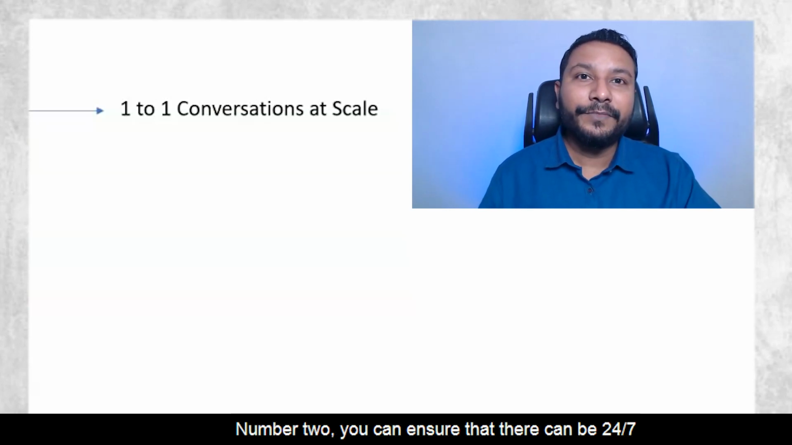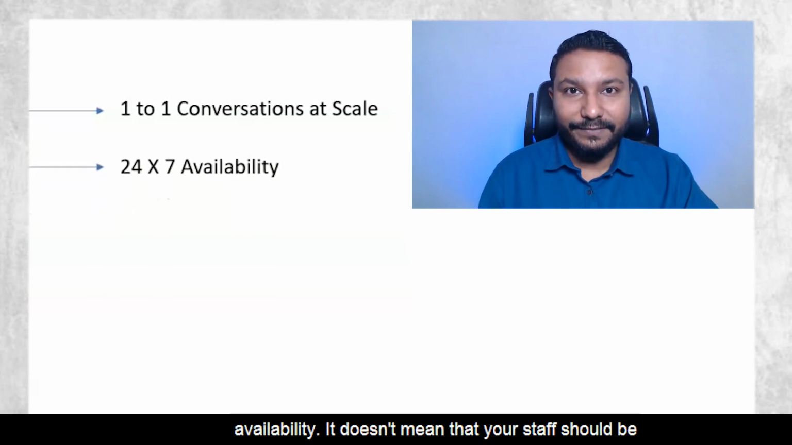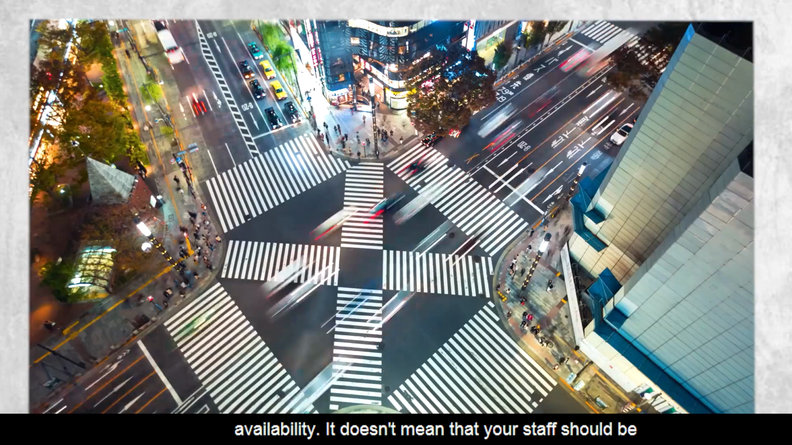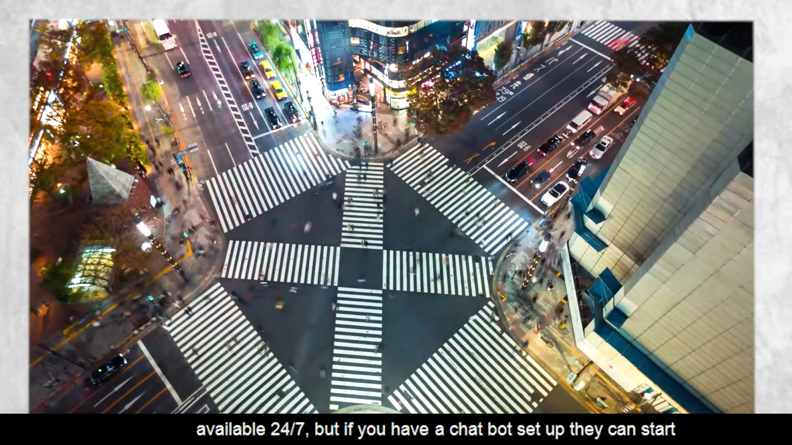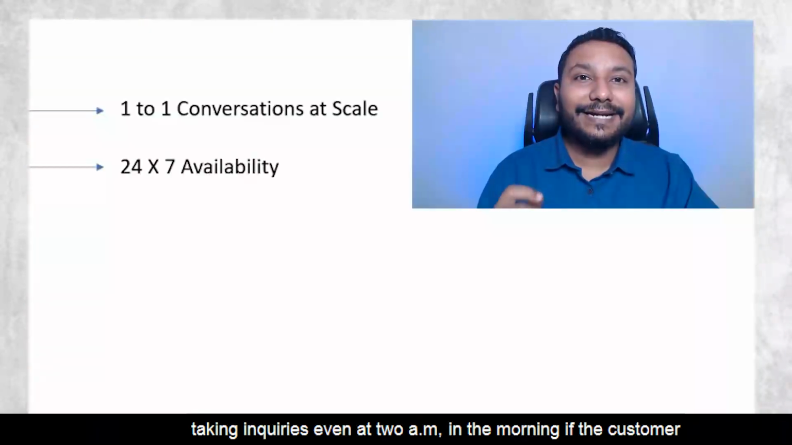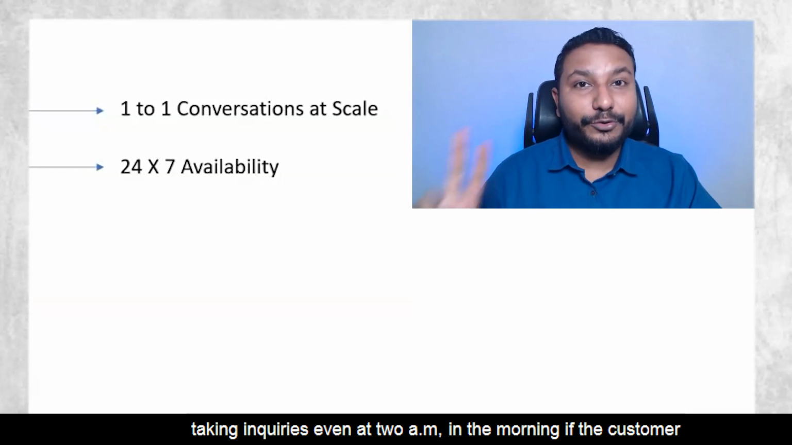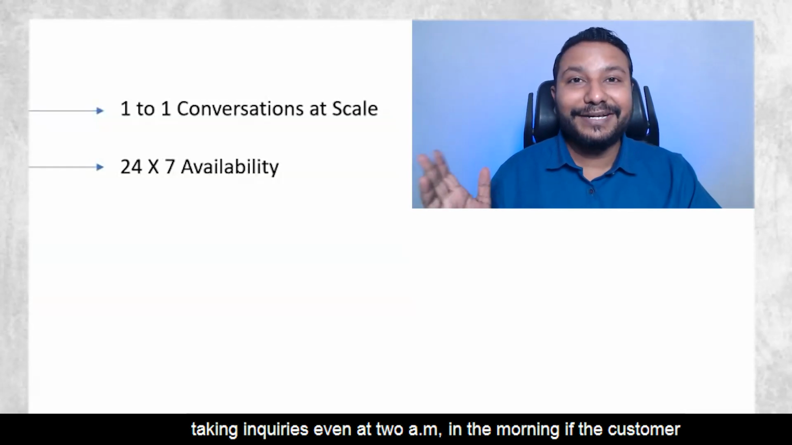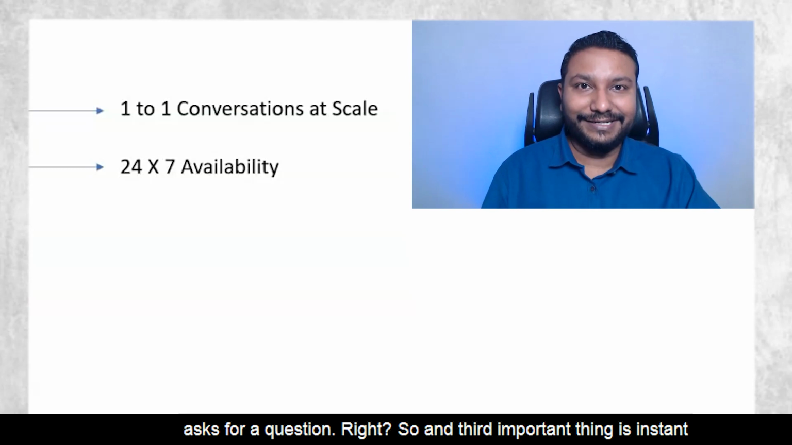Number two, you can ensure that there is 24/7 availability. It doesn't mean that your staff should be available 24/7, but if you have a chatbot set up, they can start taking inquiries even at 2 a.m. in the morning if the customer asks a question, right?